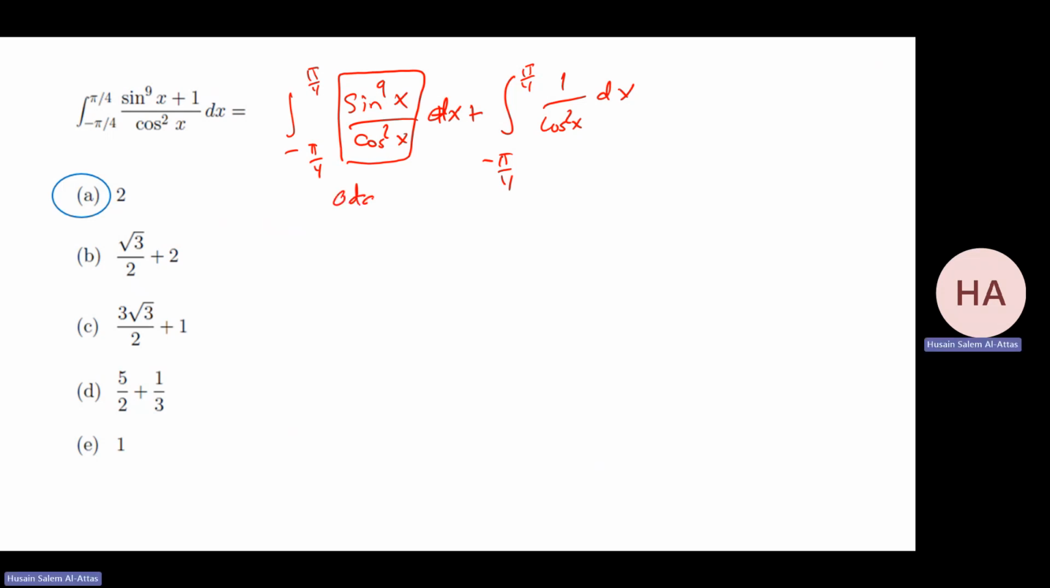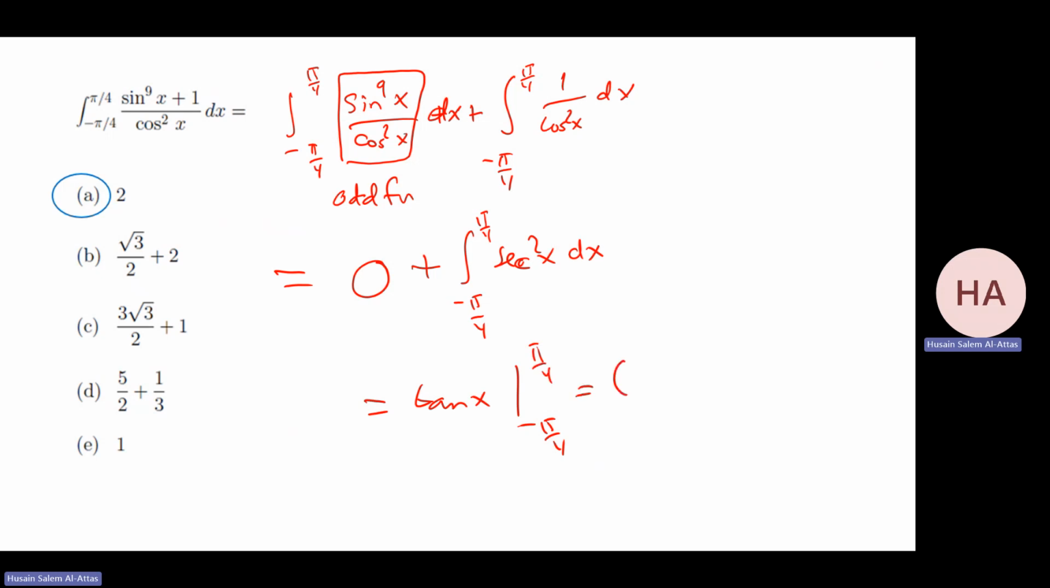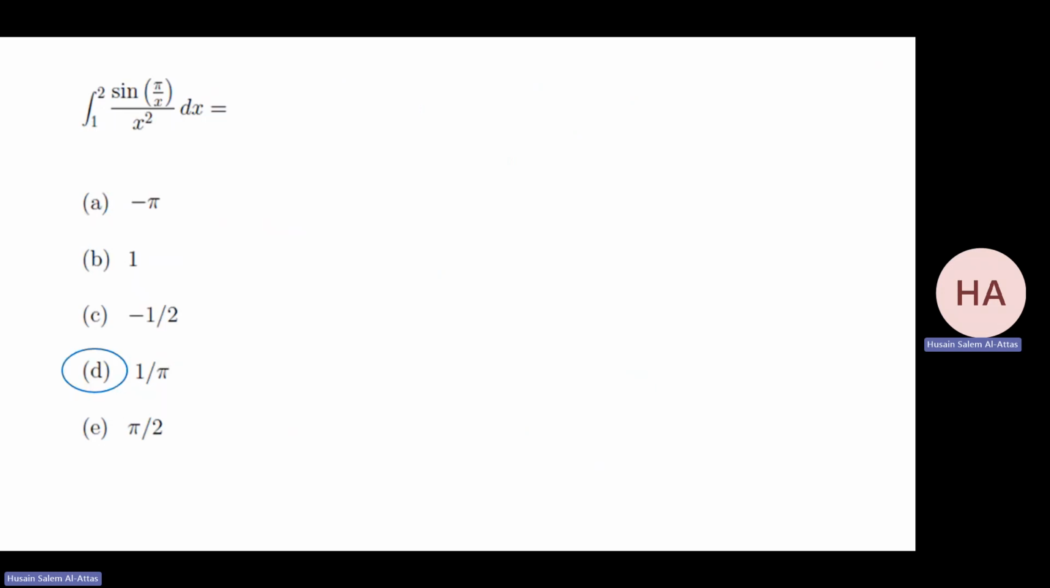This is odd function. That means what? This integral will be 0. This one is an easy one. Minus pi over 4 to pi over 4, that will be what? Secant square dx, which I know it's what? Tan x. From this to this. Substitute. You have 1 minus minus 1, so the answer is 2, which is this one.